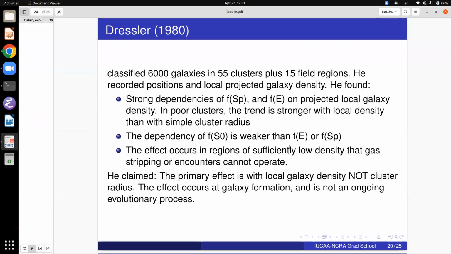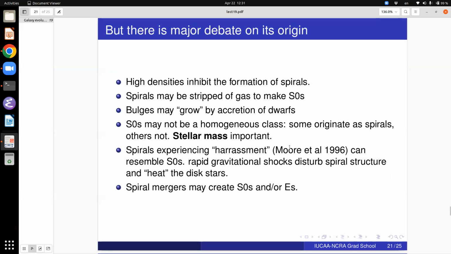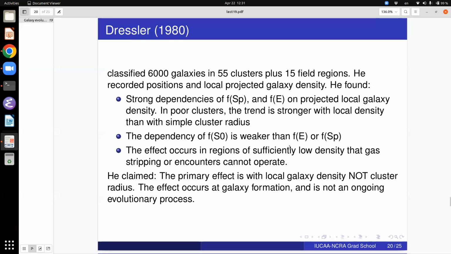He claimed that the primary effect is with local galaxy density, not cluster radius. The effect occurs at galaxy formation and is not an ongoing evolutionary process. So he claimed in this paper, and it's a very nice paper, this is real, it's there, it's universal, and it's an effect of the early process.